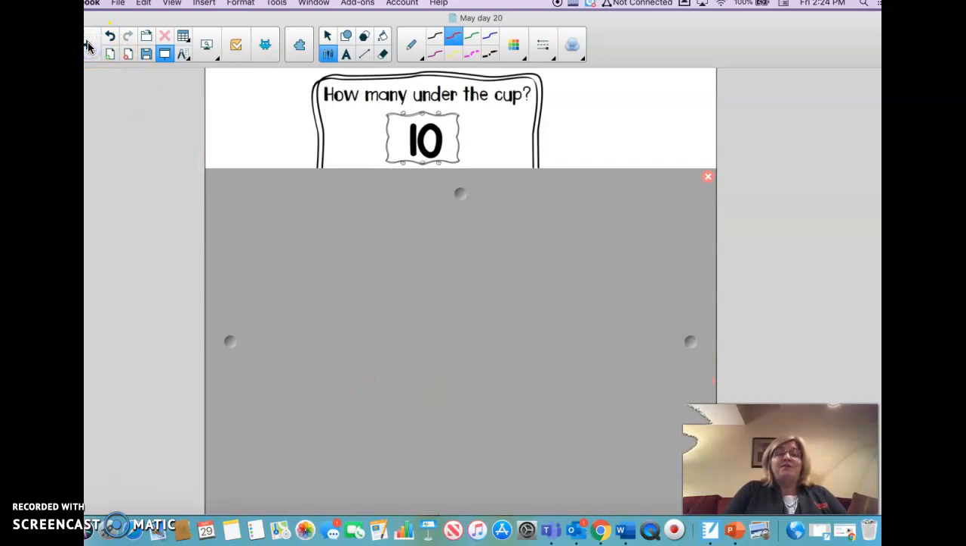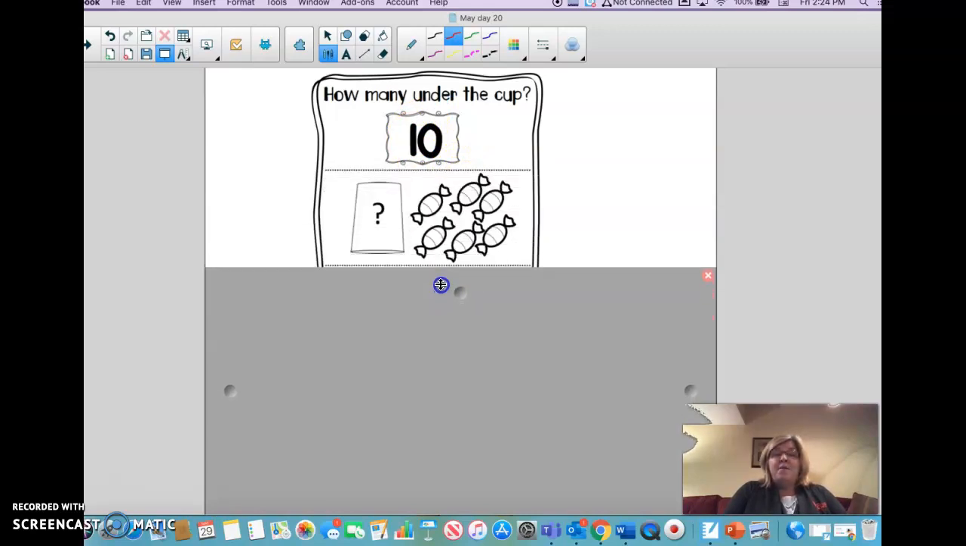Let's move up to a few more pieces of candy. Now I have 10 pieces of candy total. But if there is 1, 2, 3, 4, 5, 6 laying next to it, how many are under this cup? If you guess 4 pieces of candy, you are correct. 4 plus 6 equals 10.